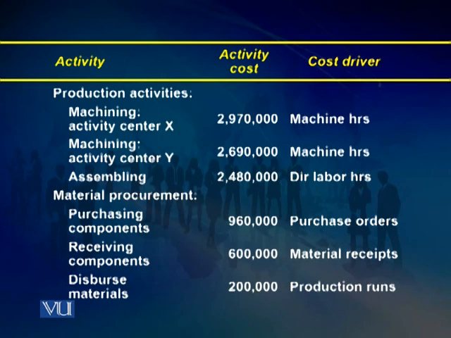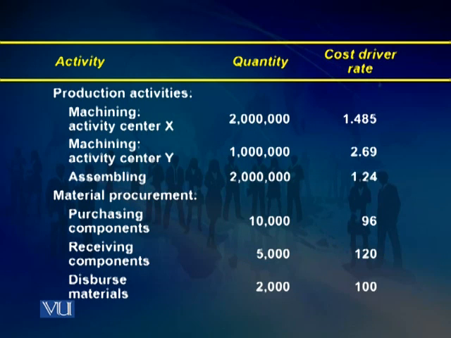The other activities identified, such as receiving components, the 600,000 is the cost. For receiving, material receipts has been given as a cost driver. So you can see that cost driver is the thing that is most likely going to cause the changes in cost. So in receiving material component, the costs really will vary according to the number of material receipts. Here the receipts are 5,000 and the rate established is 120.